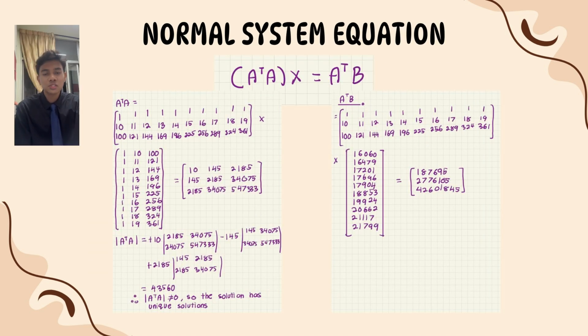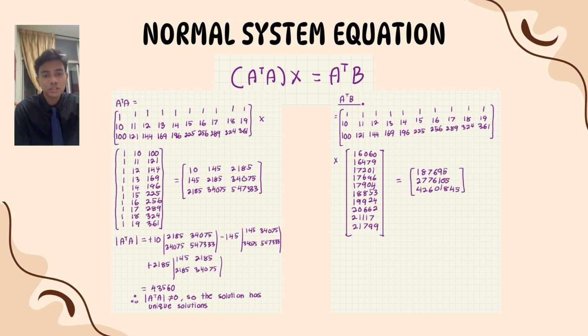Okay, so the next one is the normal system equation, which is A transpose times A times x equals A transpose times b. So we calculate each one by one. The first one, we calculate A transpose times A. So we got a 3 by 3 matrix.